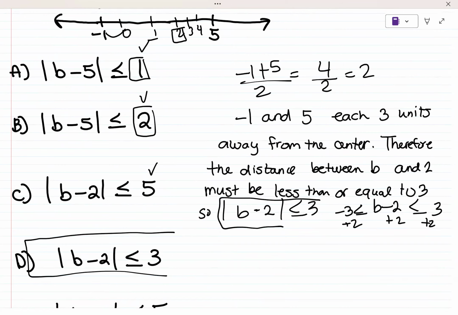And then this is how I got B minus 2, because 2 is the center, right? So yeah, that's a little quick shortcut you could have done. And that's your answer. Okay, I'm going to stop here.